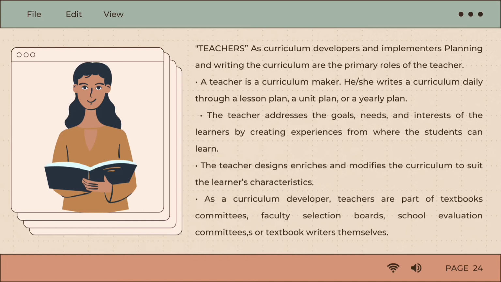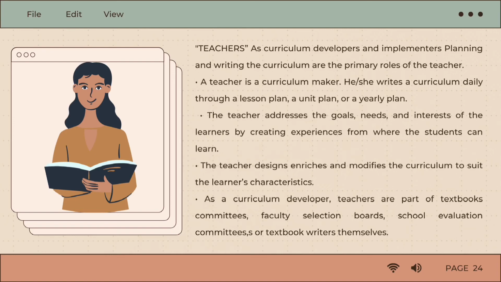A teacher is a curriculum maker. He or she, as a curriculum developer and implementer, plans and writes the curriculum. These are the roles of this teacher. A teacher is a curriculum maker. He or she writes a curriculum daily through a lesson plan, a unit plan, or a yearly plan. The teacher addresses the goals, needs, and interests of the learners by creating experiences from which the students can learn.